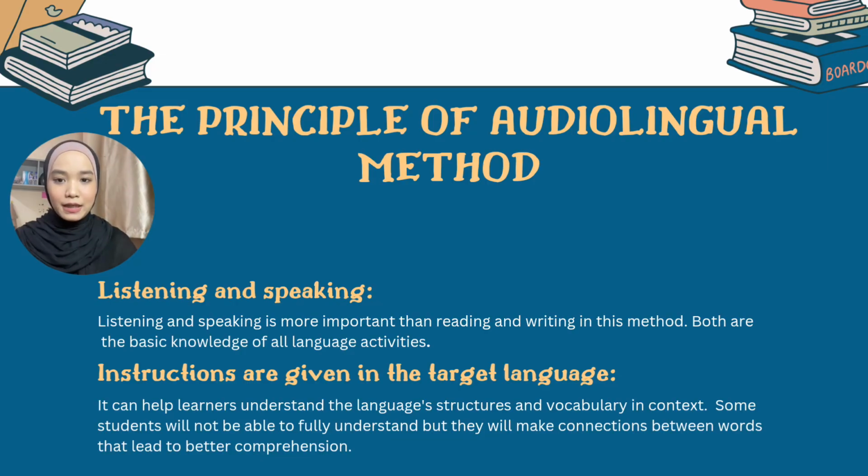First is listening and speaking. The most notable feature of the audiolingual method is listening and speaking. They are more important than reading and writing because listening and speaking are the basic knowledge of all language activities. Speaking is primary, meanwhile reading and writing come from listening and speaking. Secondly, instructions are given in the target language. It can help learners understand language structures and vocabulary in context. Even if students initially do not fully understand all of the language used, they will begin to make connections between words, phrases, and meanings over time, leading to better comprehension.